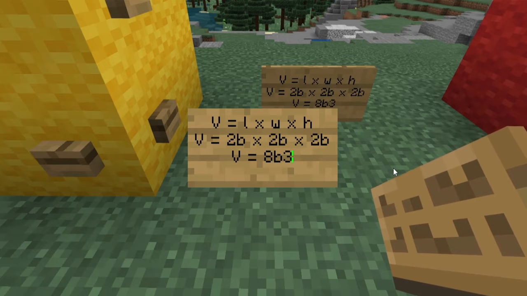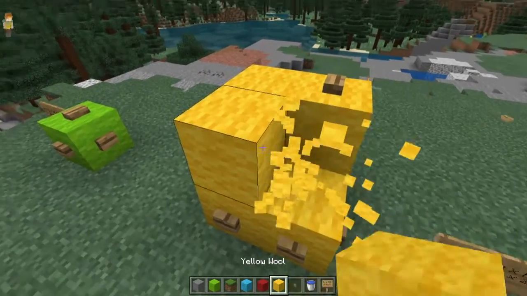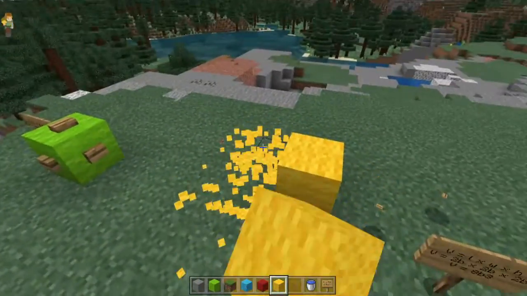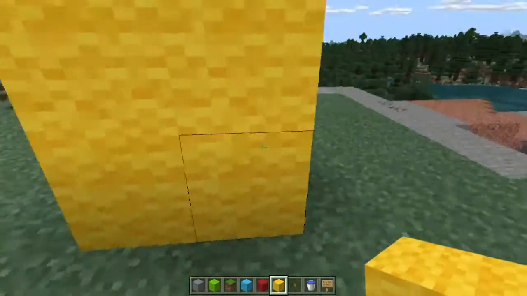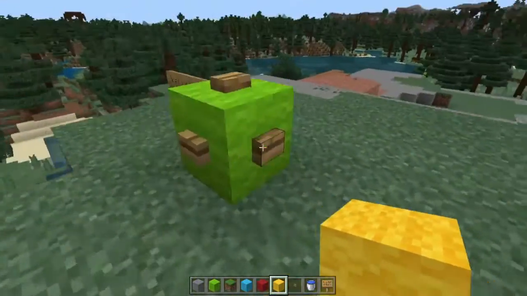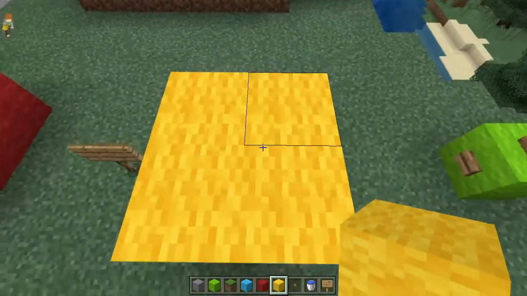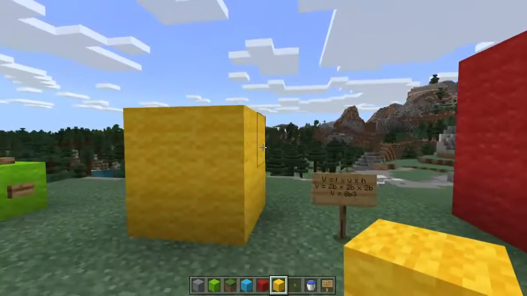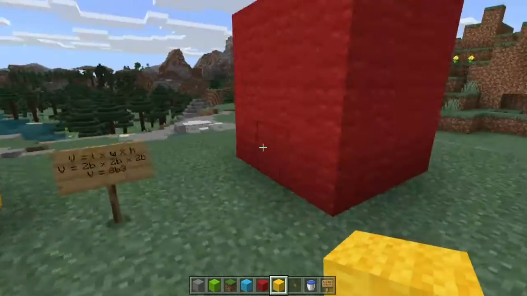so therefore it is 8 cubic blocks. And if we break these apart too, we can count them. So we have 1, 2, 3, 4, 5, 6, 7, 8. It takes up a total of 8 blocks. It's a much bigger shape than this 1 cubic block. As you can see, we can't go through it. It occupies a space. And, once again, the formula, length times width times height.